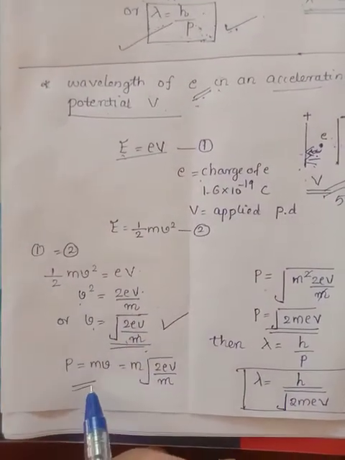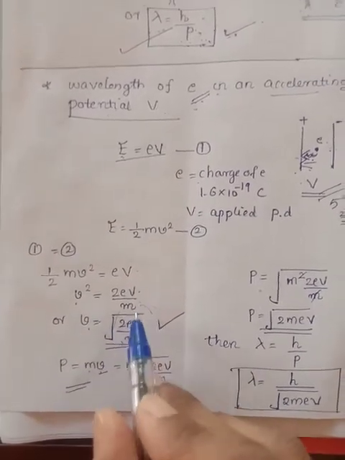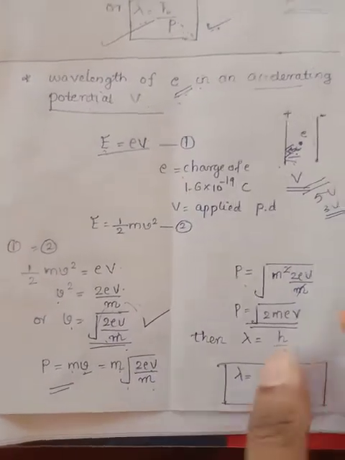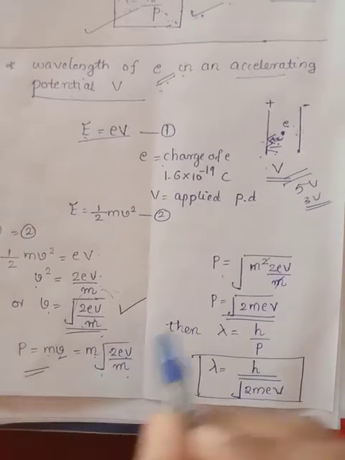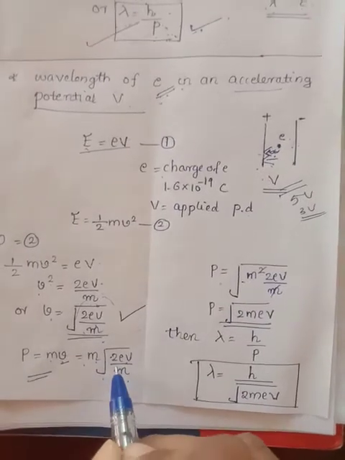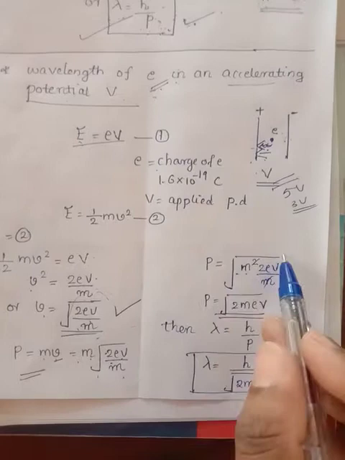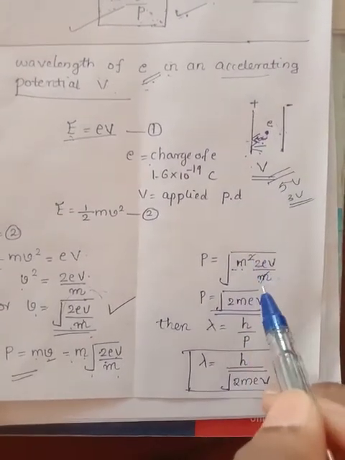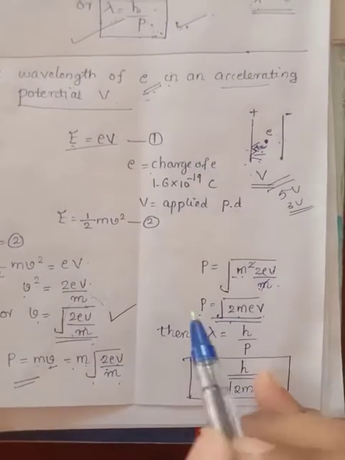Now what is momentum? Momentum is equal to mass into velocity. So instead of v, we can substitute root of 2eV by m. So m into root of 2eV by m. Now m can be taken inside the square root, so it will become m square, right? So p is equal to root of m square into 2eV by m, and one m can be cancelled, therefore p is equal to root of 2meV. So it is the equation for momentum.